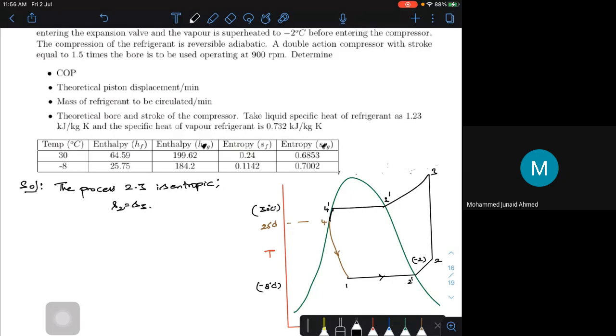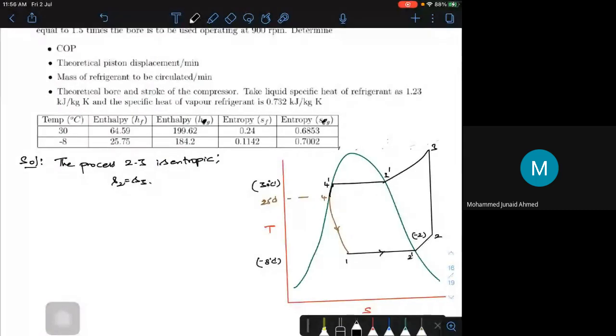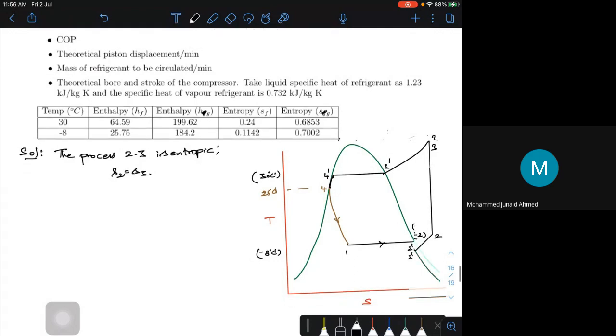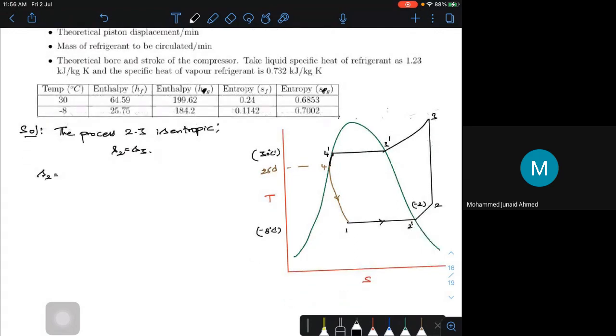What is your S2? S2 is equal to the entropy at this particular point, plus Cp of vapor into ln of delta T. I will write that. So S2 is equal to Sg2, that is this particular point, what is the entropy of this vapor, plus Cp of vapor into ln of T2 by T2 dash.